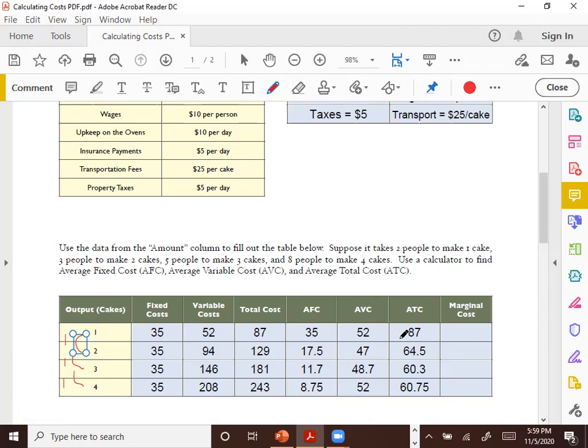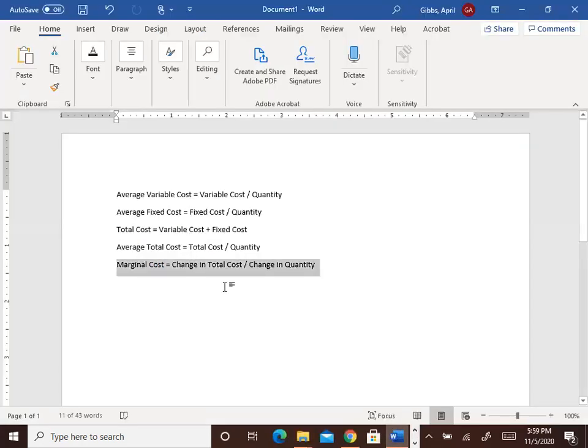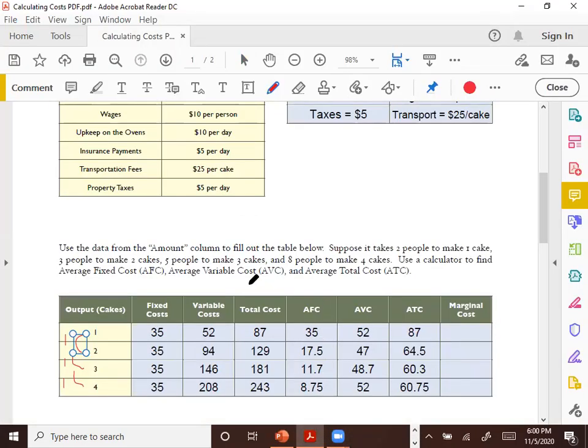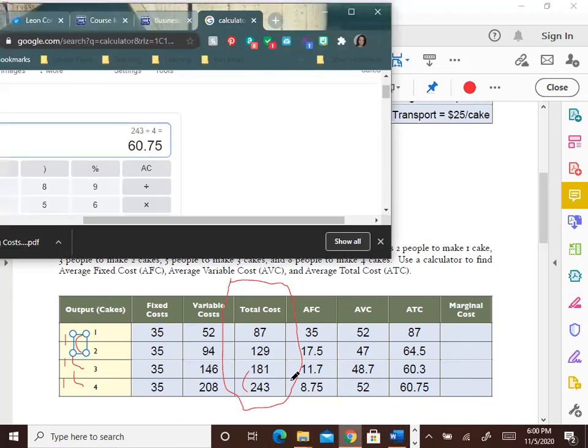And so now we do our change in, was it total cost or average cost? It was change in total cost. So that's this column right here. So this is the one we're going to be looking at. So let's see. We're going to start at the bottom. From 243 to 281, what's our change? So let's go back to our calculator. 243 minus 181. That's 62.